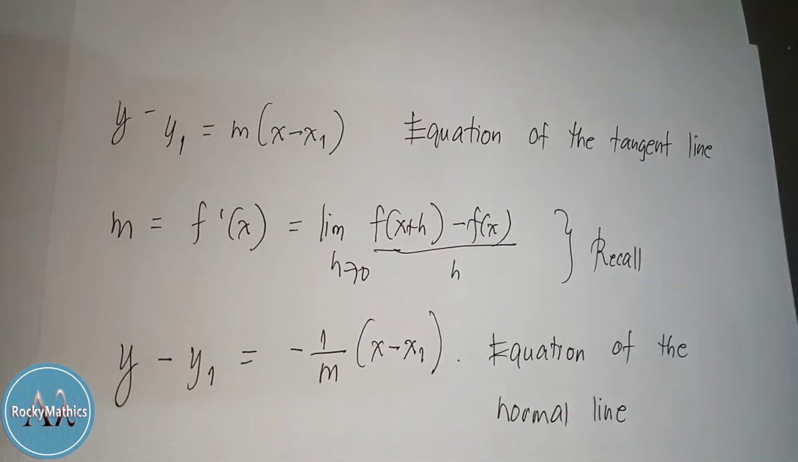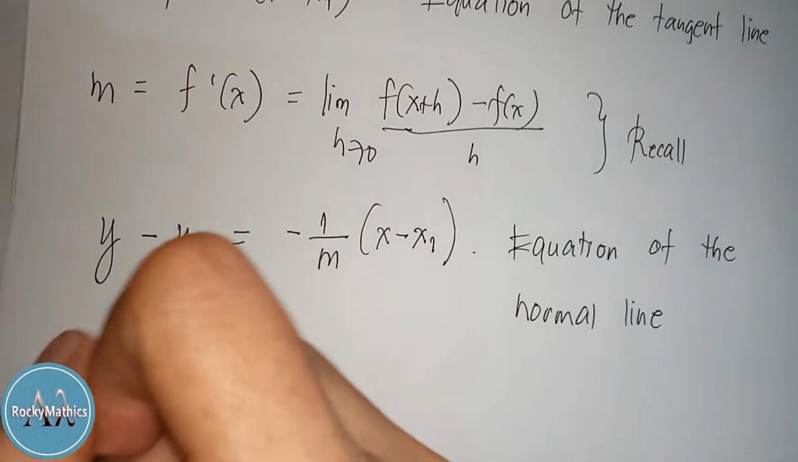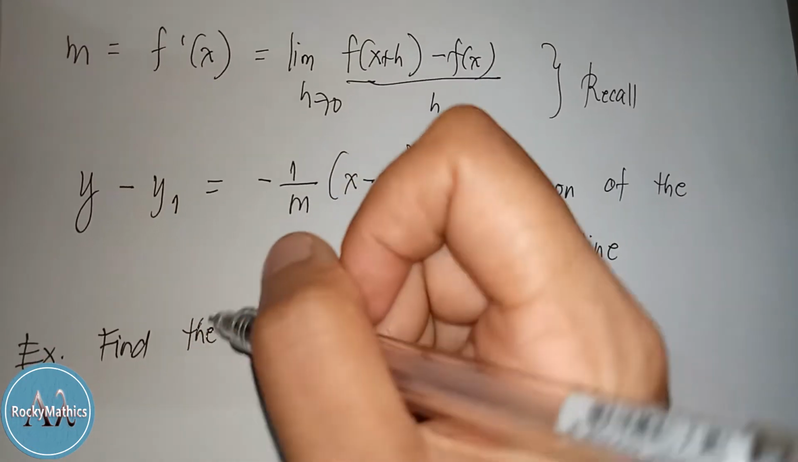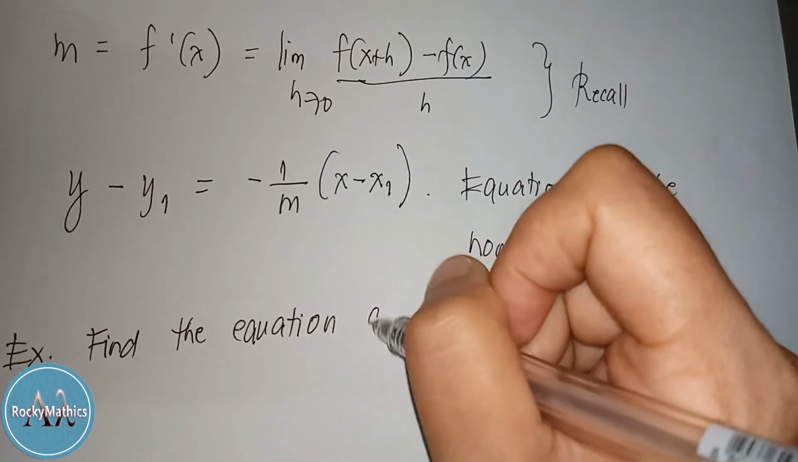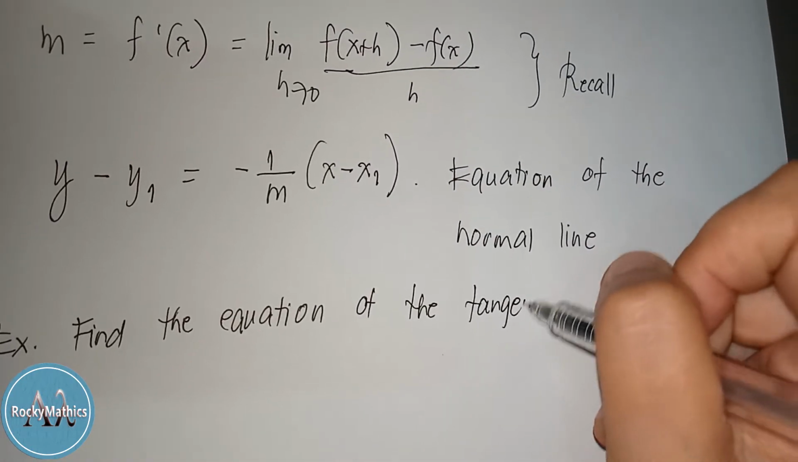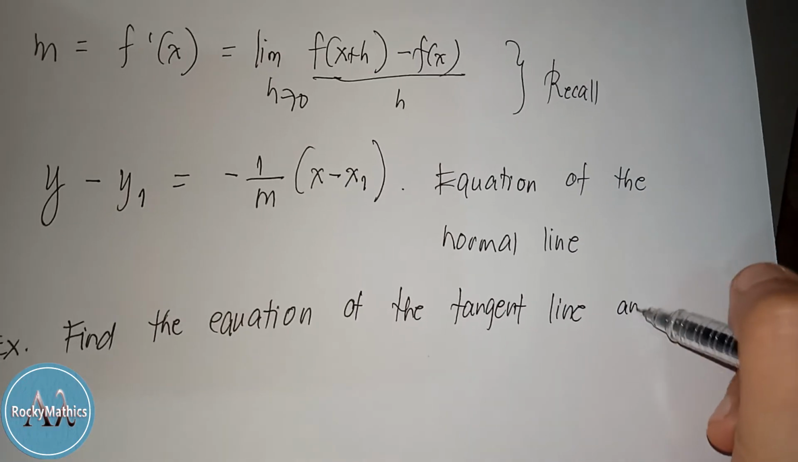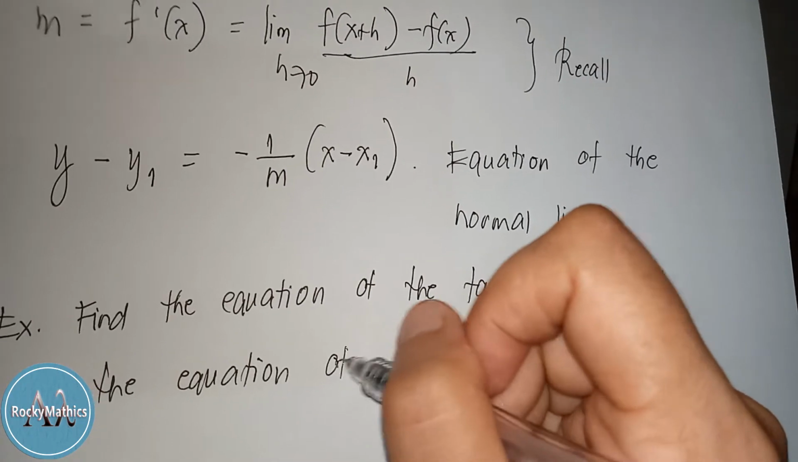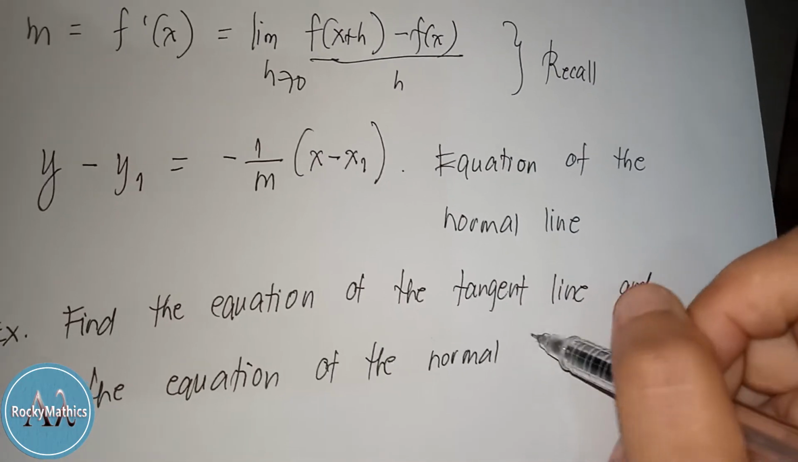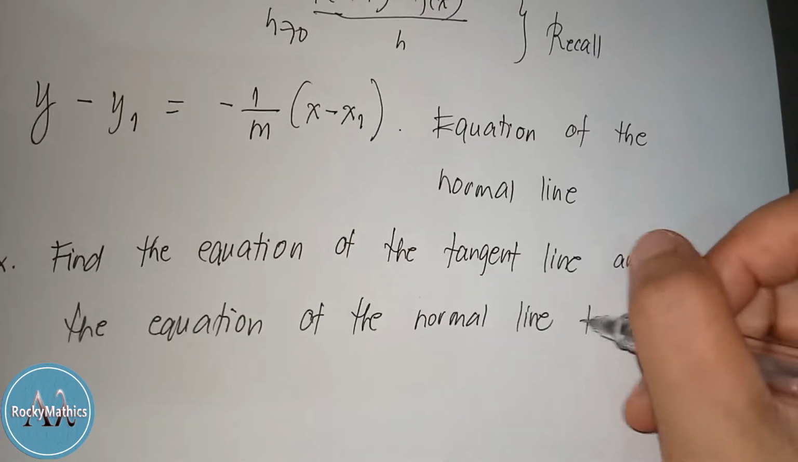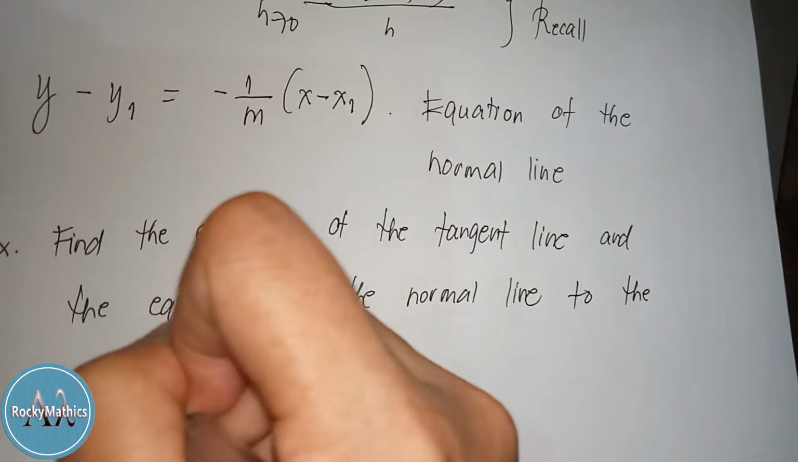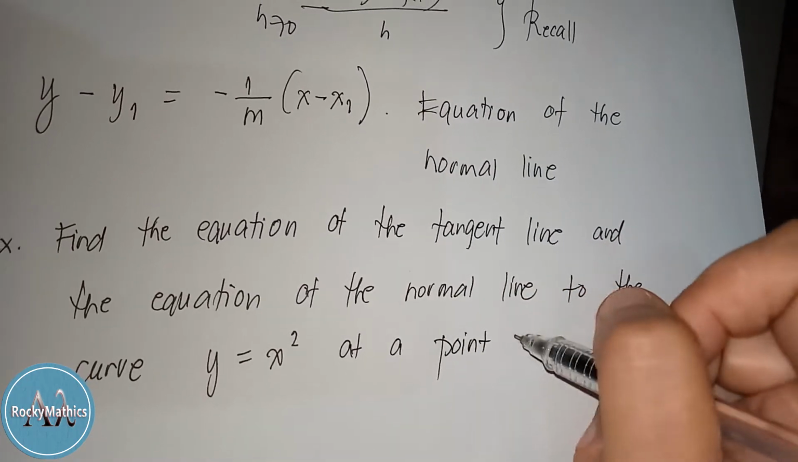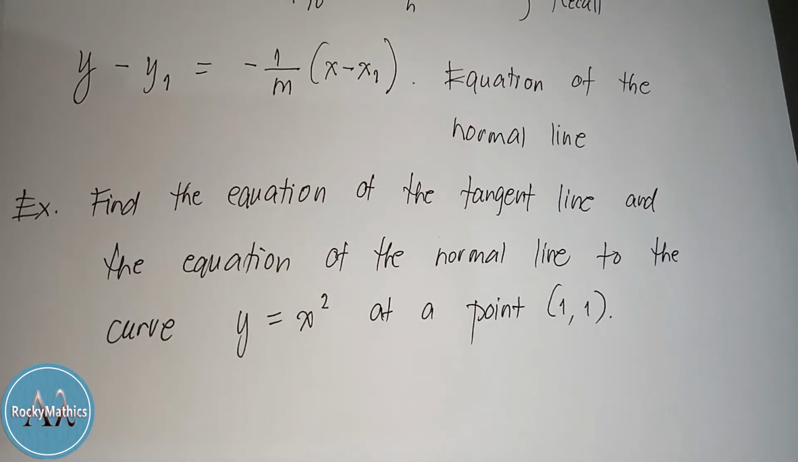So if the problem is like this, for example: find the equation of the tangent line and the equation of the normal line to the curve y is equal to x squared at the point (1, 1). Okay, that's the problem.